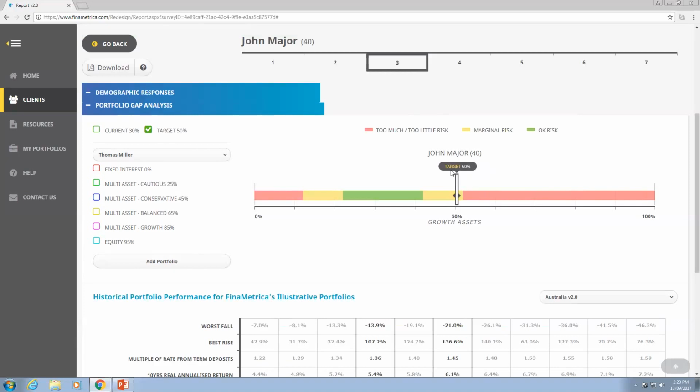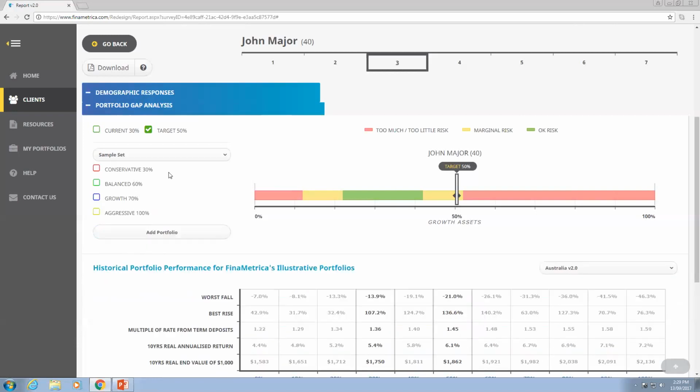You can also configure FinaMetrica if you're using a standard set of asset allocation. So here on the left-hand side, let me just select a sample set of portfolio. So let's say you have a standard set of 4 model portfolios that you typically use with your client. Instead of using the target, you can simply overlay your model portfolio across your client's comfort zone.